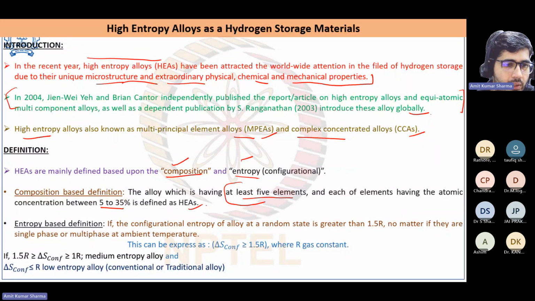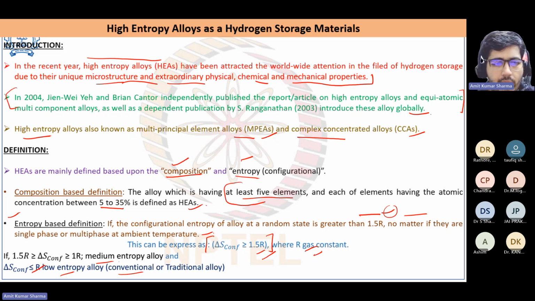Based on the entropy based definition, if the configurational entropy of an alloy at random state is greater than 1.5 R, no matter if it is single phase or multi-phase at ambient temperature. So the entropy should be greater than or equal to 1.5 R, where R is the gas constant. If it is greater than only 1 R, then it is a medium entropy alloy. If it is less than R, then it is a low entropy alloy, or conventional or traditional alloy. So this is the difference actually.